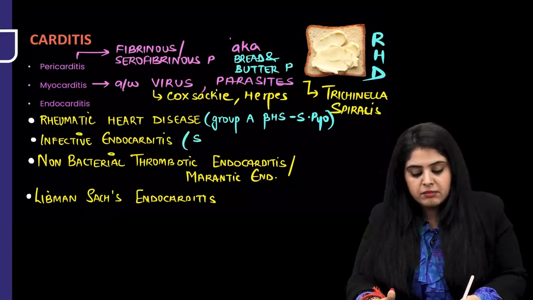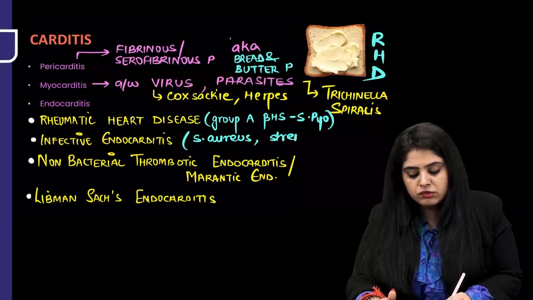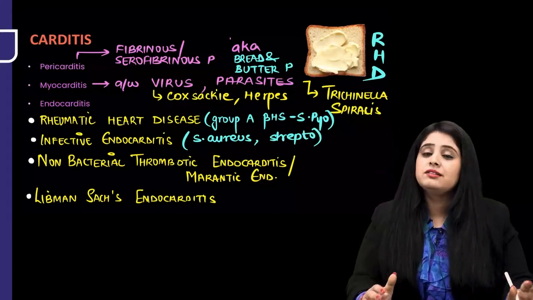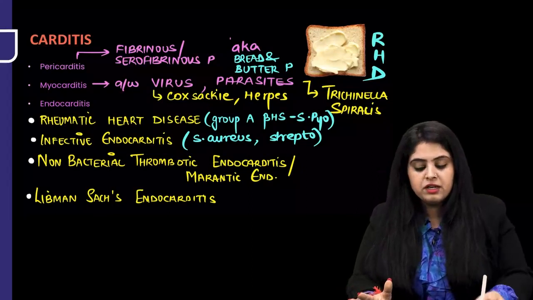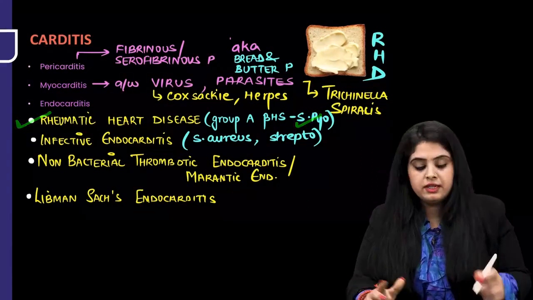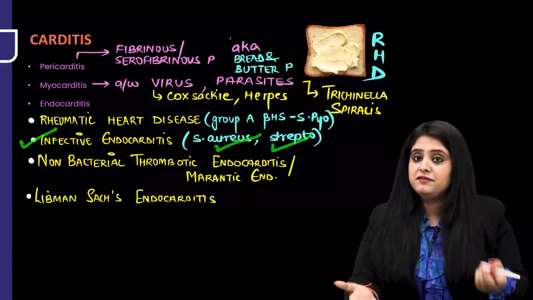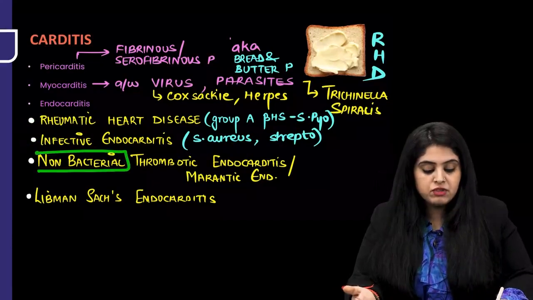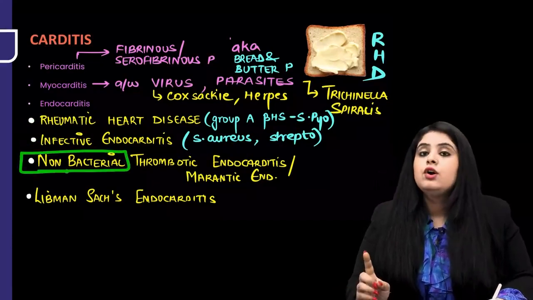Infective endocarditis can be caused by Staph aureus. Infective endocarditis can be caused by Streptococcus also. So infective endocarditis has lots of infections. So you realize rheumatic heart disease is an infection, infective endocarditis is also an infection. So now I need something which is not to do with infections.